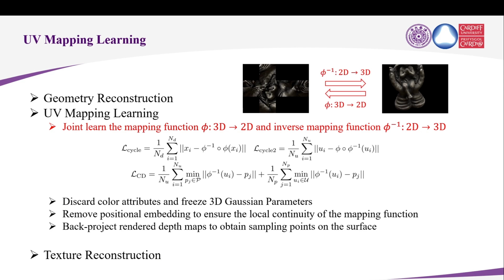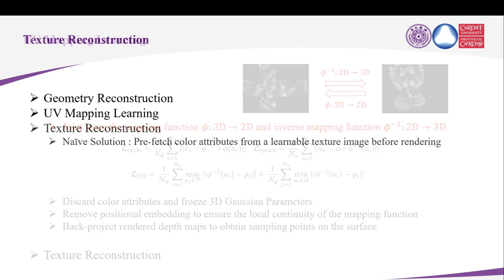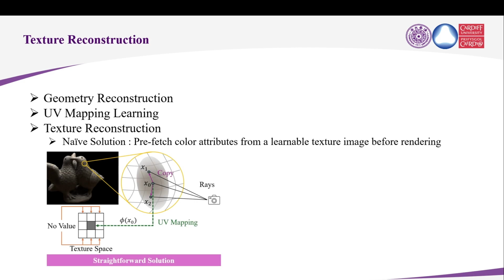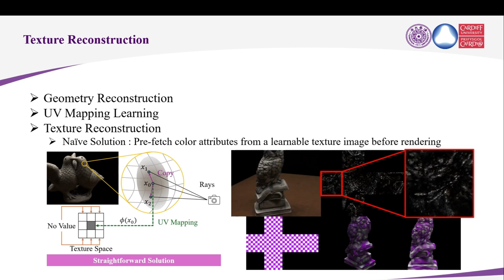Given the UV mapping, a naive solution is to use the center of each 3D Gaussian to prefetch color attributes from a learnable texture image before rendering. However, since each 3D Gaussian often covers multiple pixels in practice, this solution would map all pixels covered by a single Gaussian to the same UV location, resulting in degenerated textures and further hindering appearance editing.